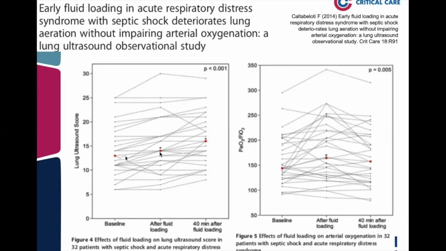And then 40 minutes later, after fluid loading, it continued to rise. Compare that with the PF ratio during fluid bolusing. We see that after the fluid was bolused, the PF ratio went up, but then it went back down. So really what this is showing is that lung ultrasound may be more sensitive for detecting pulmonary congestion than non-invasive monitoring for hypoxemia. After fluid bolusing, the lung ultrasound score suggested that there was congestion that persisted despite the PF ratio that went back down after fluid loading.